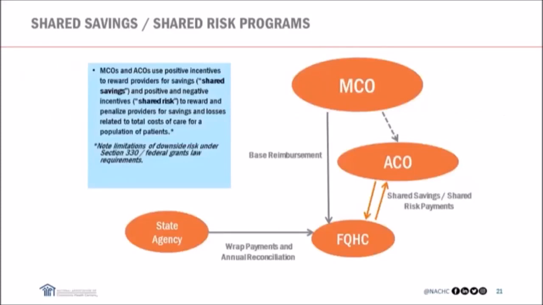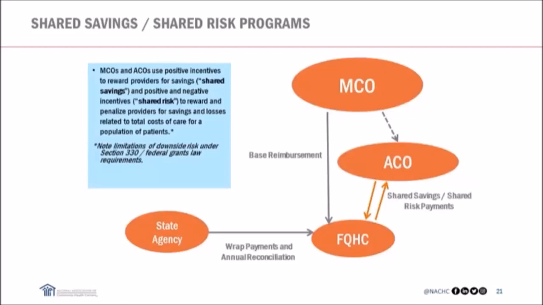The next example is a shared savings, shared risk arrangement. As I mentioned in the last webinar, this slide should be familiar to you. In this kind of circumstance, let's presume that because this arrangement involves some downside risk, an FQHC prudently decides to join an ACO, an accountable care organization, to take the risk directly from the MCO for the total cost of care and not bear that risk directly itself.